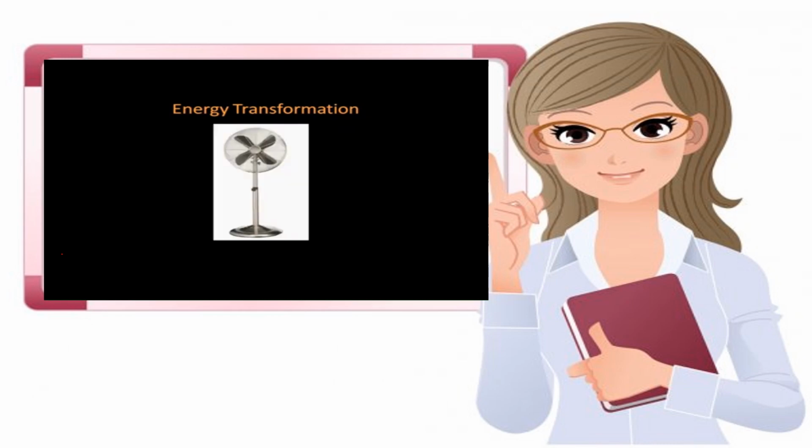Whew, it's hot in here. Let's turn on the fan. What energy transformation is happening here? Well, the fan needs electricity. When you turn on the fan, it starts turning the blades to blow air. This is mechanical energy, the energy of motion. So, the energy transformation is from electricity to mechanical.